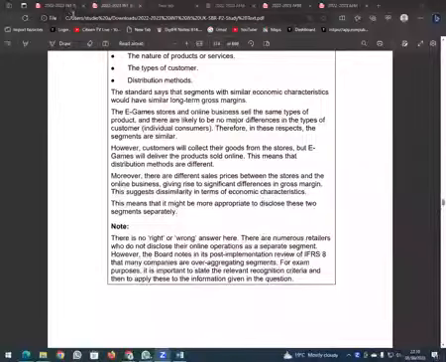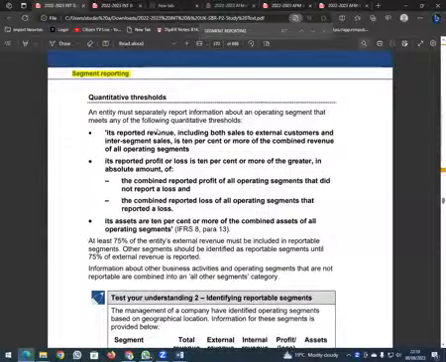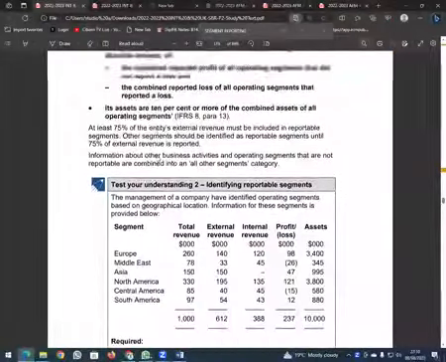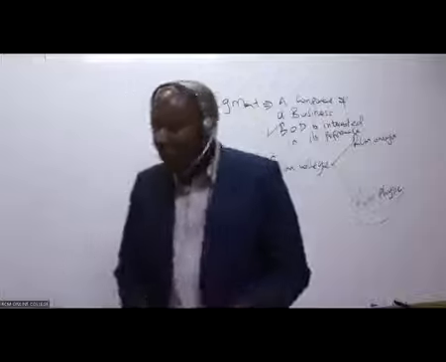So this is what I'm looking at. I love segmental reporting because it may easily come in your exam. Now, ladies and gentlemen, remember, in this case, at least 75% of the entity's external revenue must be included in reportable segments. All the revenues that you are having in your reportable segments must be at least 75% of the total sales.